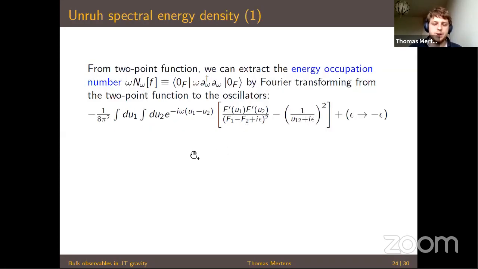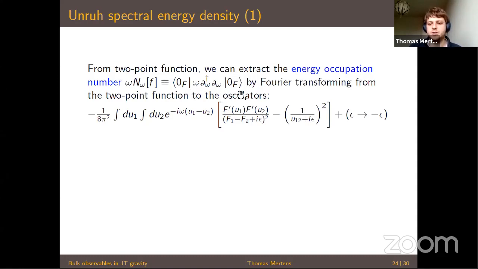So now I want to get to the spectral energy density. The way to do that is, again, basically by Fourier transforming the bulk 2-point function. I want to get to this quantity A dagger A, so the number operator of the quantum field vacuum times omega. This will be the energy occupation number. I want to get to this.